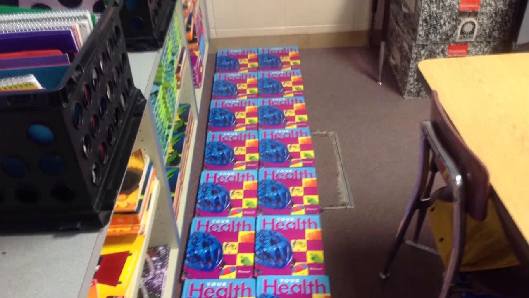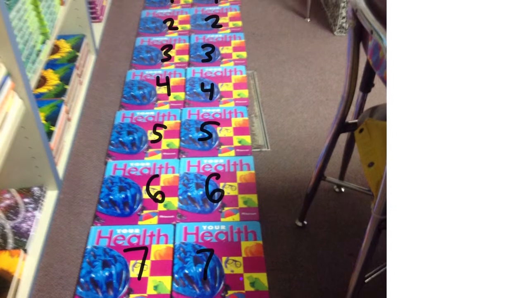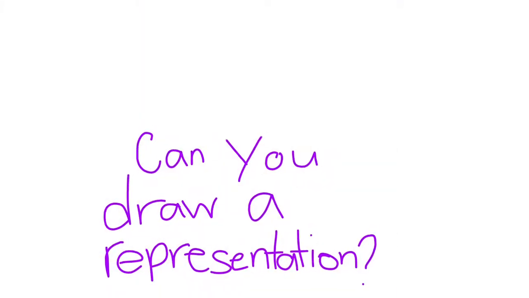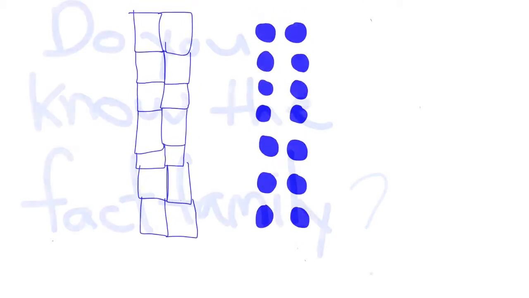This is 7 groups of 2. Can you see 7 groups of 2? Here are the groups. There are 7 groups of 2. Can you draw a representation of 7 times 2? Please pause your movie and draw. This is a representation of 7 times 2.